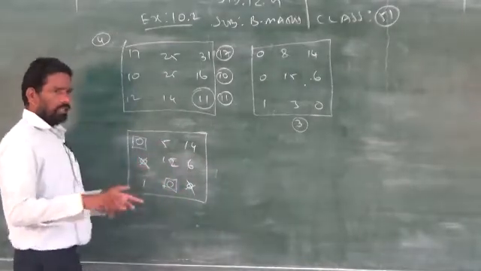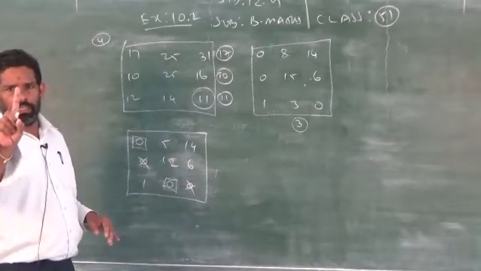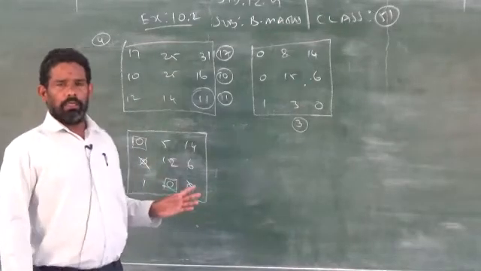In such a case you don't put a box for the first zero. Not allowed. Only one 0 should be there in each row. That's all. If it is more than one 0, you do not make the box.